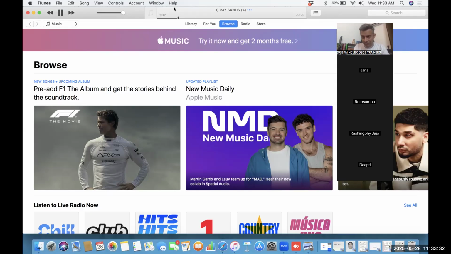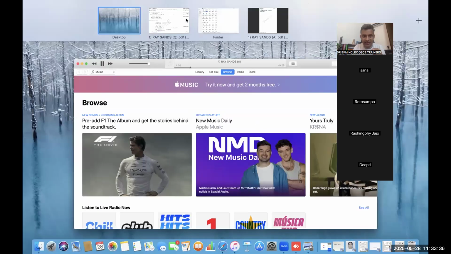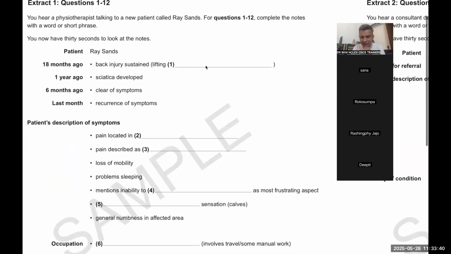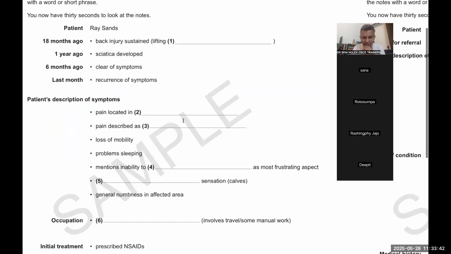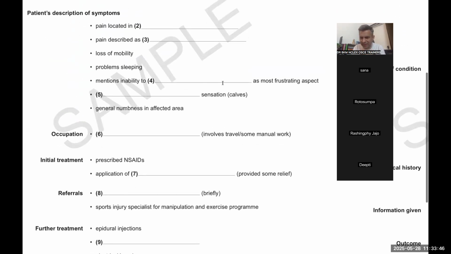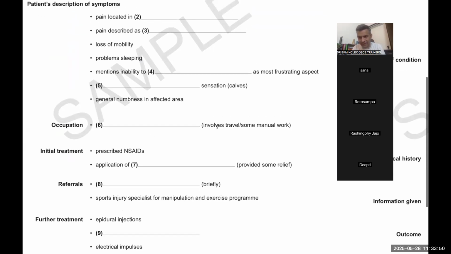Okay, questions 1 to 12. In this time you will be reading. Sciatica, back pain, back injury sustained lifting some object. Pain located in dash, pain described as dash. Mentions of inability to sleep, walk, something like sensation in calves, dash involved. And then they will start playing.